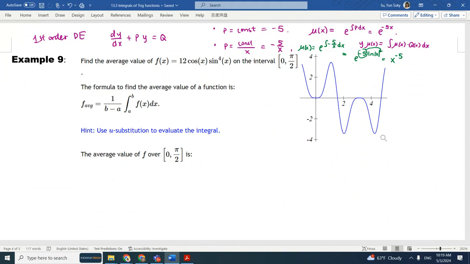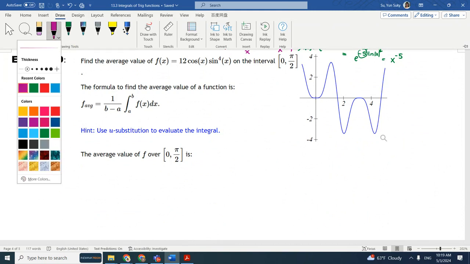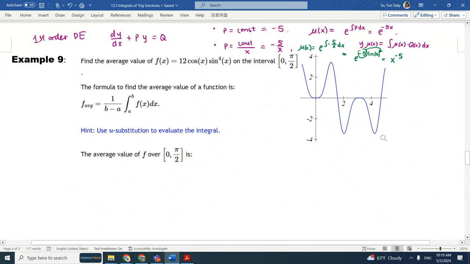And example 4. Find the average value of this function on the interval from 0 to pi over 2. Do you still remember our average value? We compute the integral from a to b, and then we divide it by the length of the interval. Then we can find the average height. Let's say this is like the average height. So let's see here. The average value for 0 to pi over 2. Usually we put a bar on top of f to denote the average.